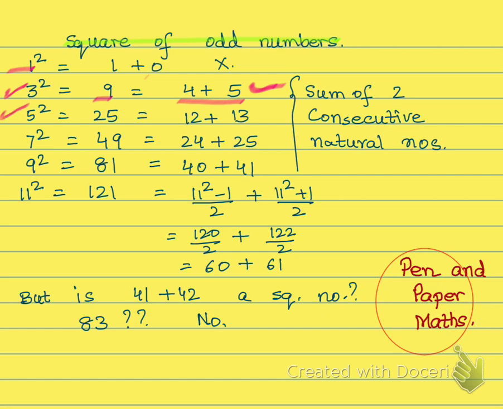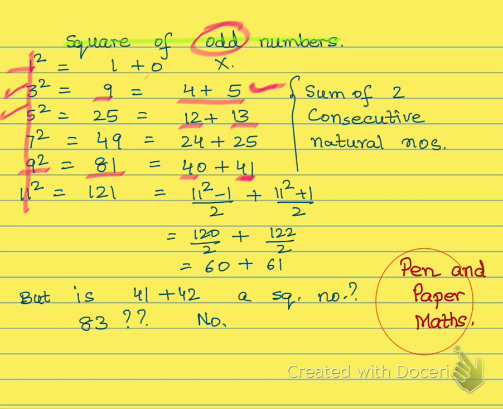Come to 5 square. But if you notice, I'm talking about the square of odd numbers. I'm not talking about square of all numbers. 5 square is 25, which can be written as the sum of 12 and 13. Again, two consecutive natural numbers. Let's say 9 square. 9 square is 81, which is 40 plus 41.